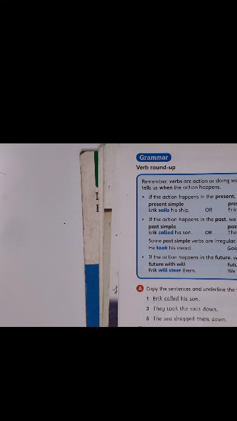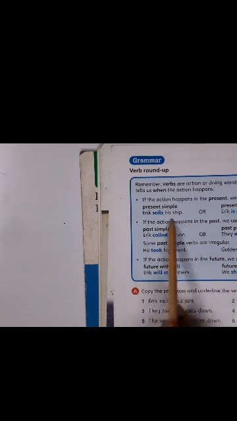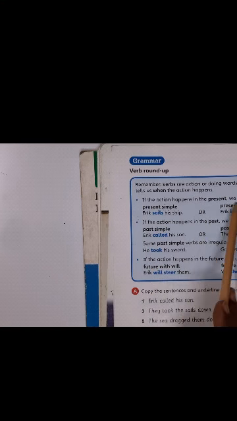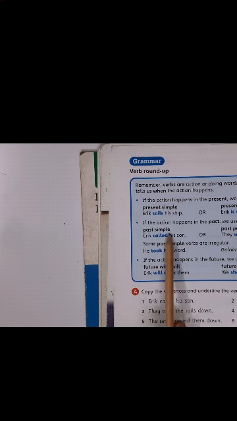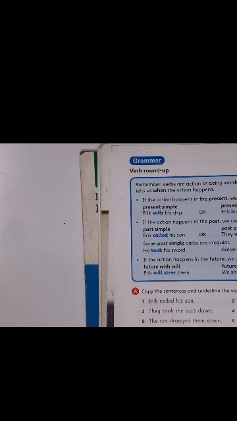Remember, what is a simple present tense? If the action happens in the present, we use a present tense. Eric sails his ship. So that's your present simple. And what's the past, children? If the action happens in the past, we use a past tense, past simple. Eric called his son. Can you see? ED, right? So children, now I want you to open to page 36.